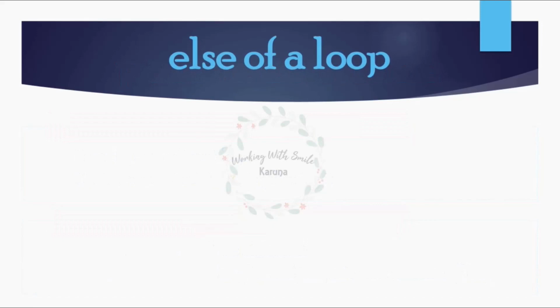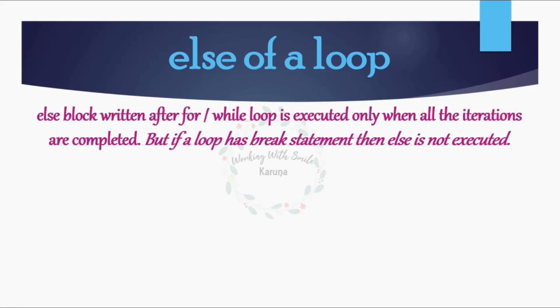Now we have else of a loop. This might sound very strange because till now you have been using the else part only with an if condition, but yes, Python allows us to have an else part for a for and a while loop. Now let's understand how this else will work. The else block is written after a for or a while loop and will be executed only when all the iterations of the loop are over. But if a loop has a break statement inside it, then the else part of the loop will not get executed.